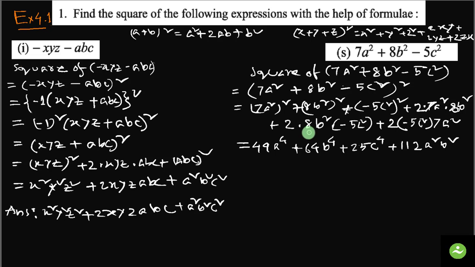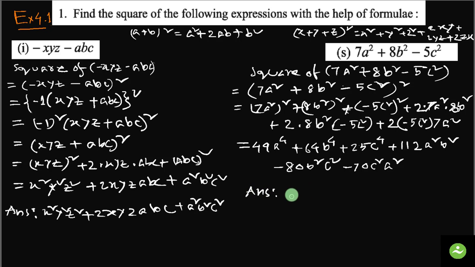Let's come here, 2 into 8, 16 into 5, 80, minus 80. Why minus? Because if we multiply minus with plus, the result is minus. So it's 80 b square c square. Then 2 into minus 5, then this is minus, and then again plus 7, then again minus, because plus into plus minus minus. Okay, 5 into 2, 10, 10 into 7, 70, minus 70 c square a square. Okay, this should be the answer actually. We don't need to do anything else.